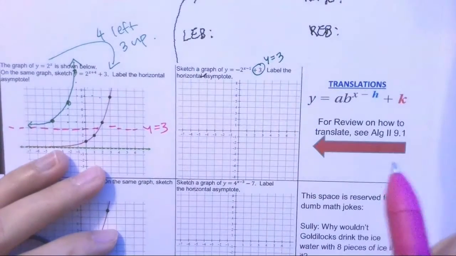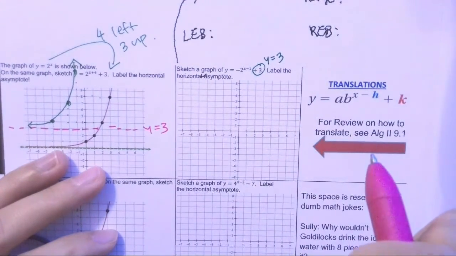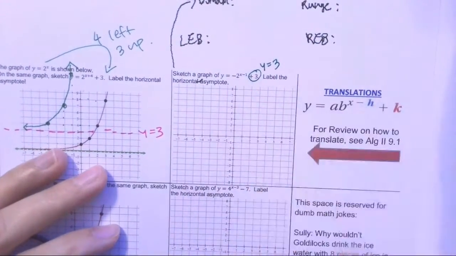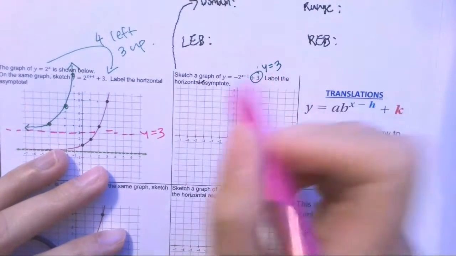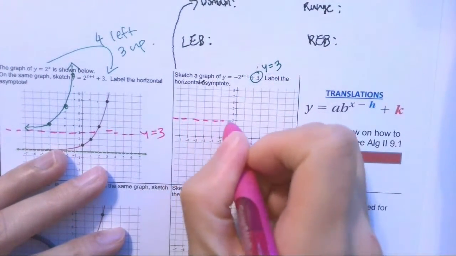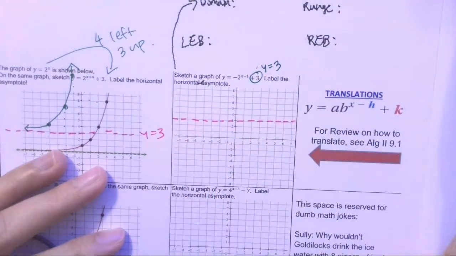Since Delta Math is going to ask you to graph it, let's just do this one together. How would you do this in Delta Math? y is equal to 3 is the horizontal asymptote. So you can draw your horizontal asymptote at y is equal to 3.